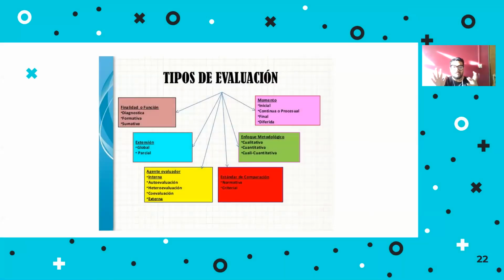This is in Spanish because the only place where I could find it was on the Spanish site, which are the types of evaluation. So evaluation can be divided into these things, either by their function. Is it diagnostic? Is it formative, or is it summative? Do I want to see where they are at? Do I want to check the process, or do I want to check the final result? It could be by extension.